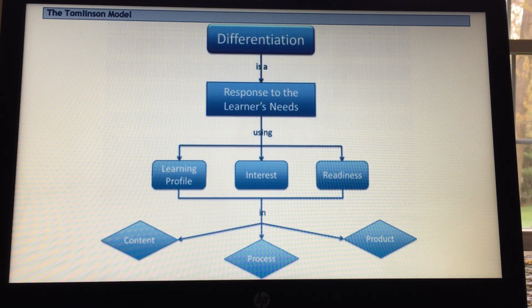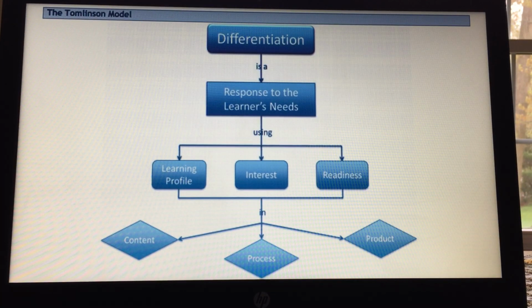The Tomlinson model for differentiation recognizes that differentiation is a proactive response to the needs of all learners in a classroom. How a teacher differentiates is through learning profile, interest, and readiness. Learning profile refers to the multiple intelligence theories of Gardner and Sternberg, which require teachers to provide a wide variety of activities so that all students can learn in their strongest intelligence.